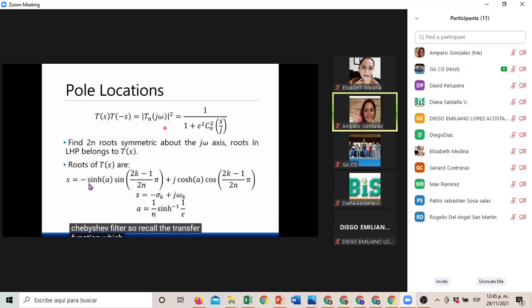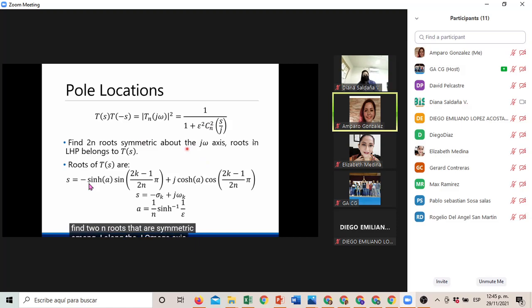So recall the transfer function, which looks like this. This actually defines an ellipse in our complex S plane, and the roots are located on that ellipse. So you find 2n roots that are symmetric along the j omega axis, and in the left half plane you get the roots that belong to your transfer function. So the roots of that are actually equal to this, and this is actually an ellipse.